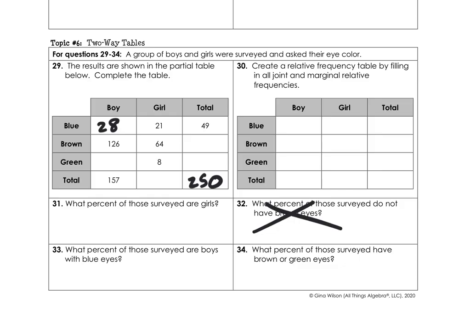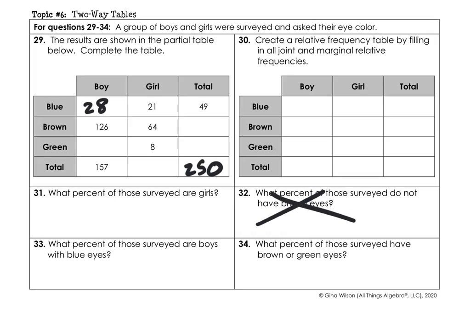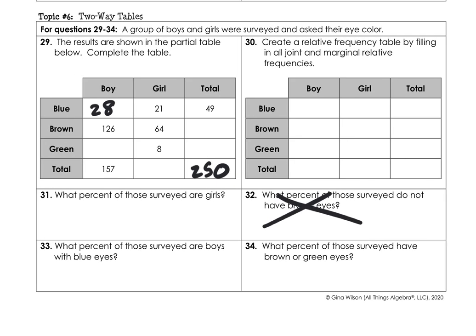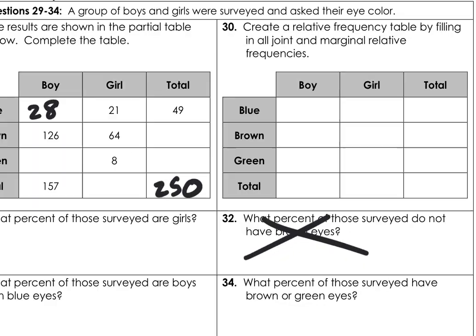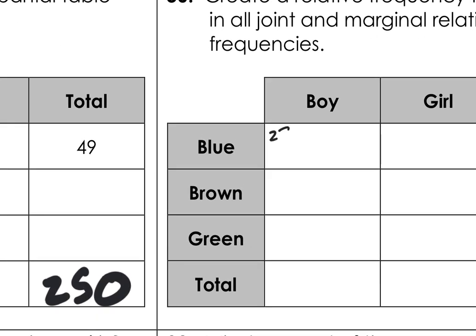As far as the relative frequency goes, we're going to do the number over the total. So I'm going to go 28 over 250. I'm just putting the fraction here because I want to show you where the decimal comes from, but the decimal is really the number that we want. You don't have to put the fraction on all of those. You can just put the fraction into your calculator and get what the decimal is.